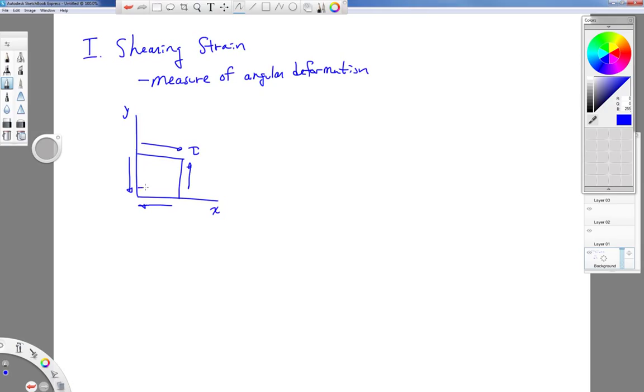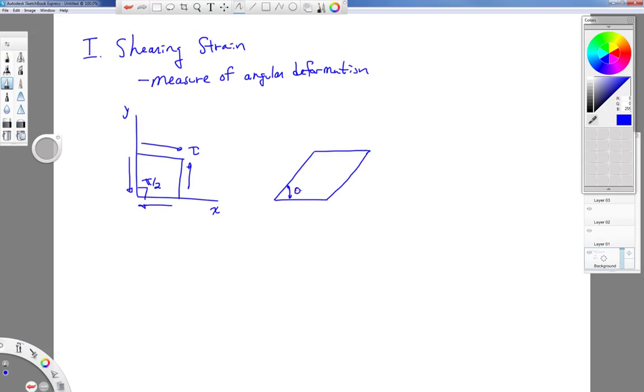And 90 degrees is a right angle, or I can say that 90 degrees is pi over 2 radians. And after this thing gets deformed, it will tend to turn into a diamond shape. I'm going to exaggerate this deformation a lot. But this angle, say in this left corner on the bottom, is no longer pi over 2 radians. It's a new angle right now.